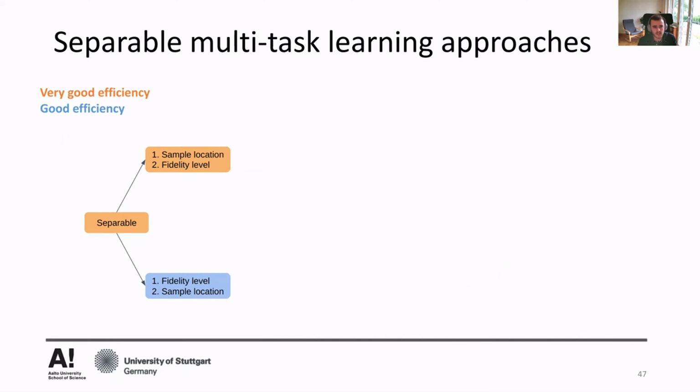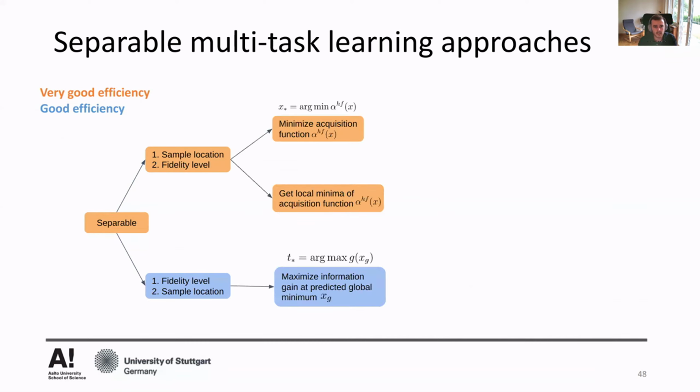So the first class of multitask learning approaches that I decided to implement and test is what I call separable multitask learning approaches, because here the location X and the fidelity level T are going to be chosen in separate steps. And in the interest of time, I will only speak about the approaches that turned out to work best. And these are going to correspond to these orange highlighted branches. So in the upper branch here, we first pick a sample location. And we do this once again by minimizing the acquisition function of our target fidelity level.